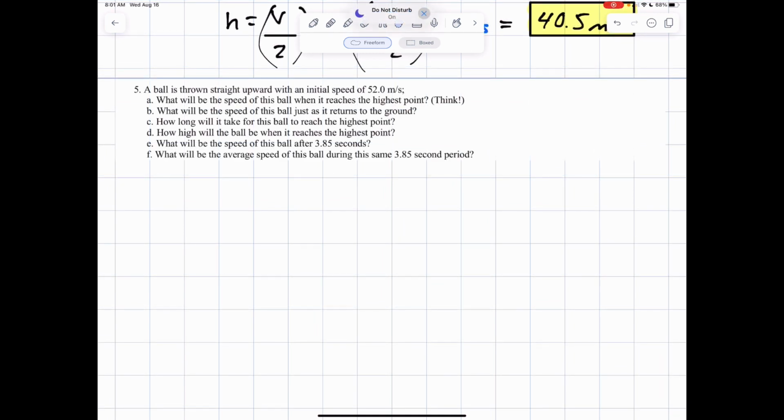Number 5. A ball is thrown straight upward with an initial speed of 52 meters per second. Okay, that's all we're given. But you got to remember, there's some other things that are implicit in what you have. So first of all, again, with free fall acceleration due to gravity, if I have a ball thrown upwards, gravity is going to pull down on it and make it slow down as it's going upward. So just draw a little sketch.